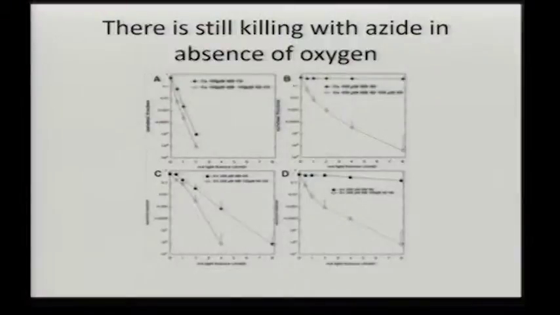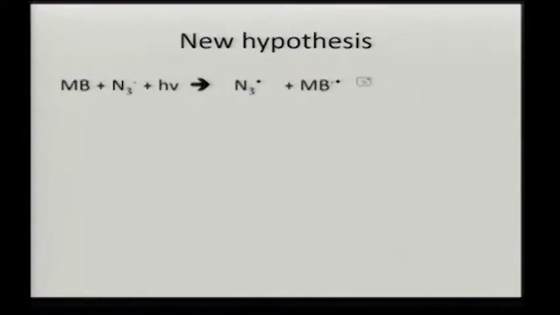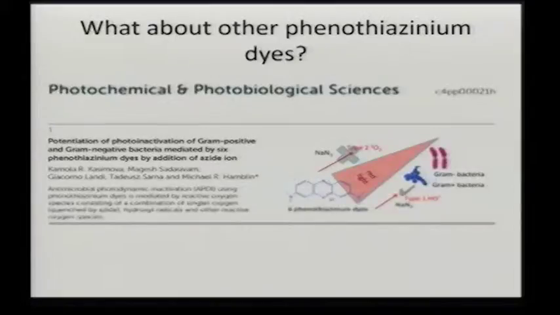But it's quite interesting. So now we have a new hypothesis that we're getting direct electron transfer from azide to methylene blue, forming the radical and the radical anion. And this can happen, of course, in the absence of oxygen. So they said, okay, this is wonderful with methylene blue. What about some other phenothiazinium dyes?